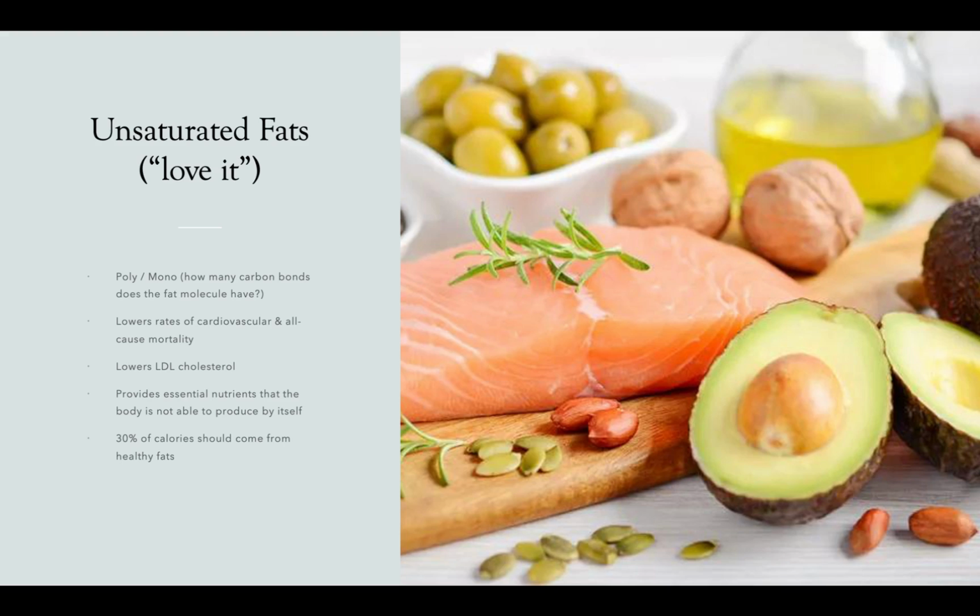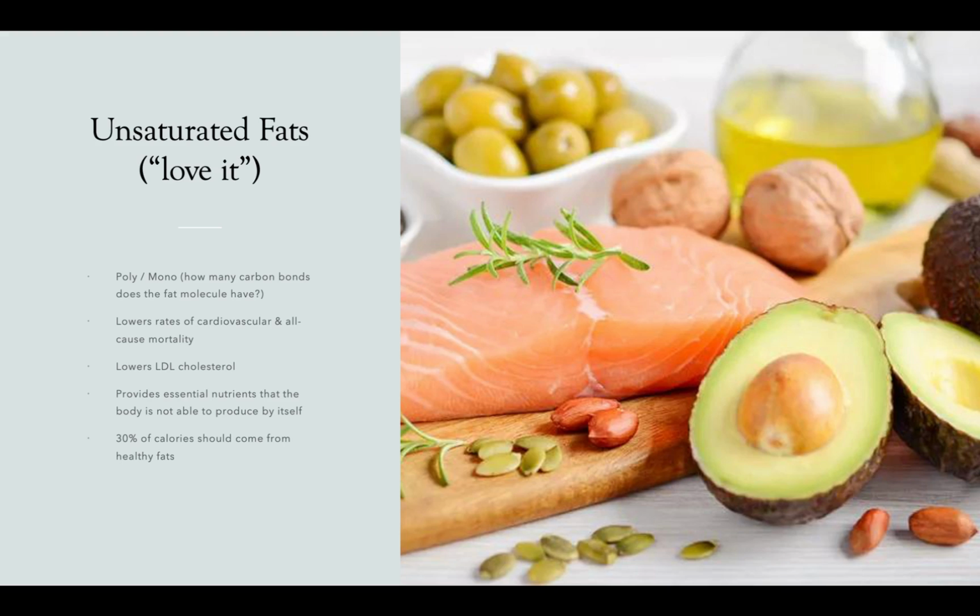These are really, really good fats, like I said earlier. They lower the rate of cardiovascular and all-cause mortality. They lower your LDL cholesterol, which is the bad cholesterol. You have your LDL, which is the bad, and then the HDL, which is your good cholesterol. These lower your LDL as well as raise your HDL, but within a normal limit. They also provide essential nutrients that the body can't produce by itself. So it's paramount that we get more of these within our diet.